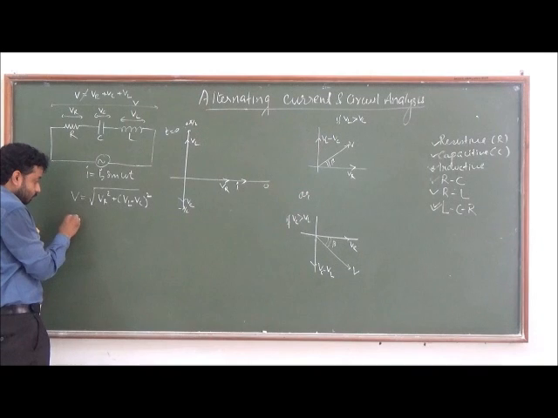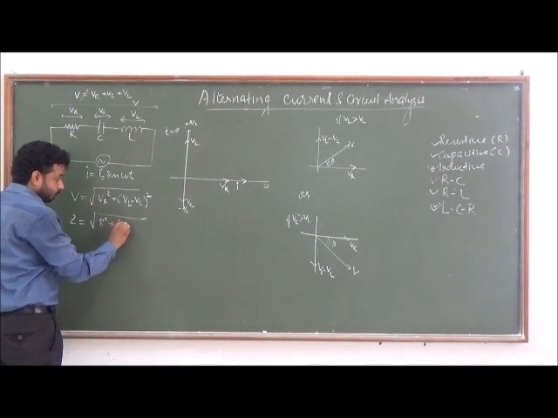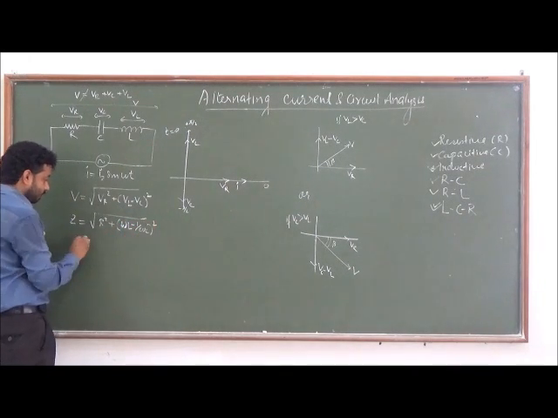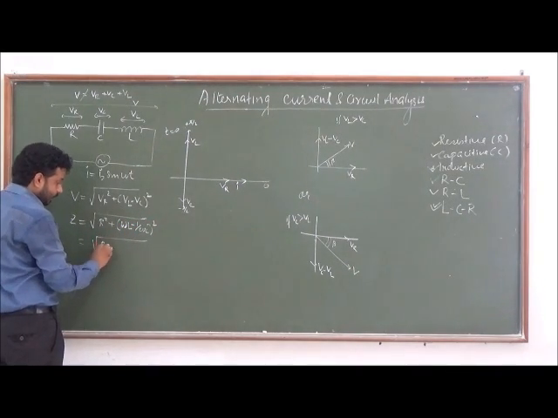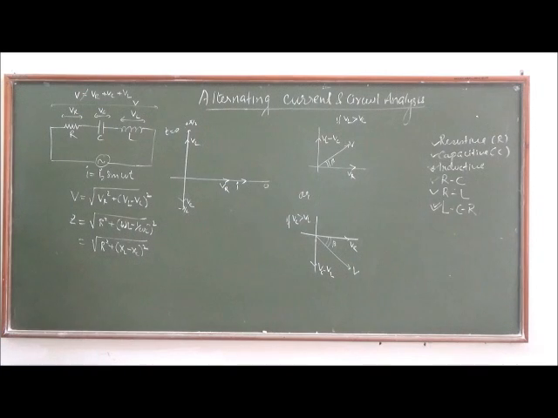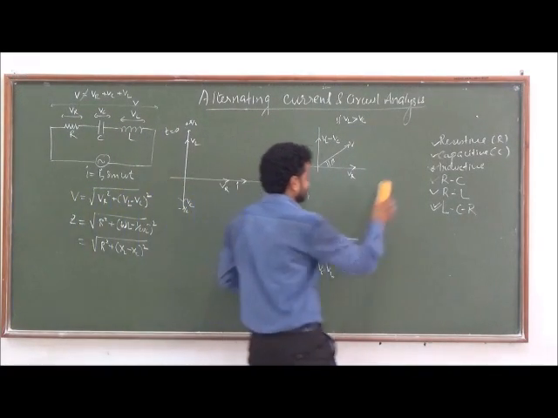So that can also be written as Z equals root over R square plus omega L minus 1 by omega C the whole square. When it comes to X, I can write it as root over R square plus XL minus XC the whole square. Okay? How will you find the tan beta?